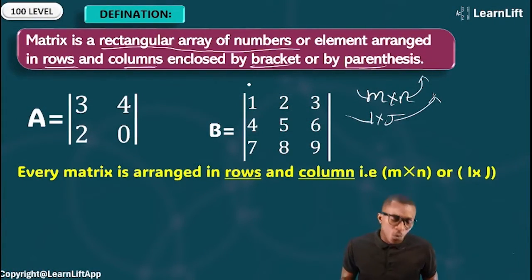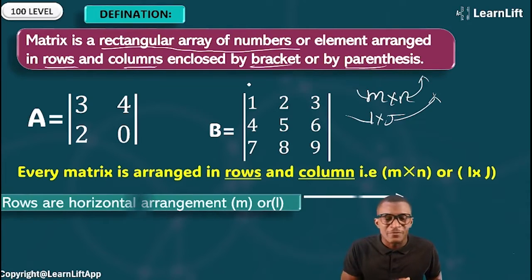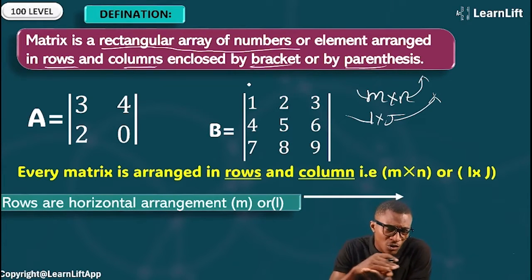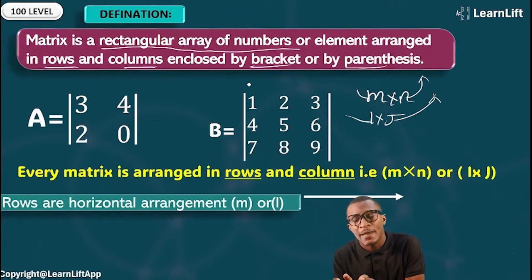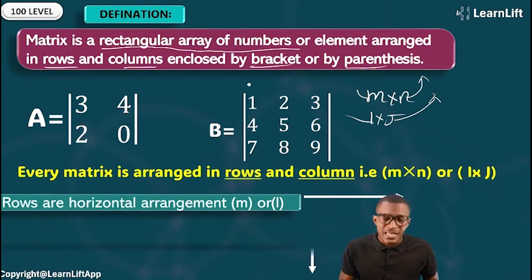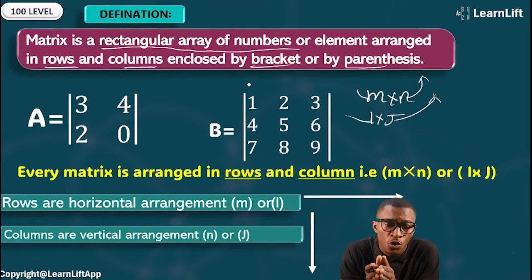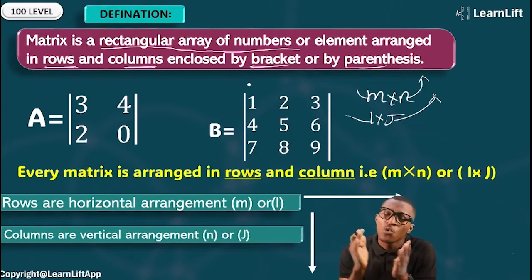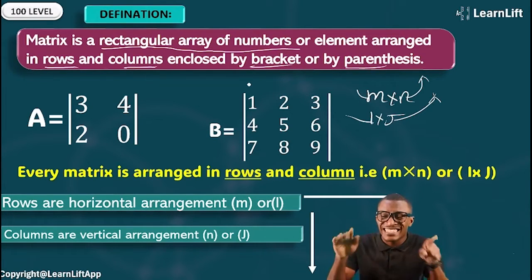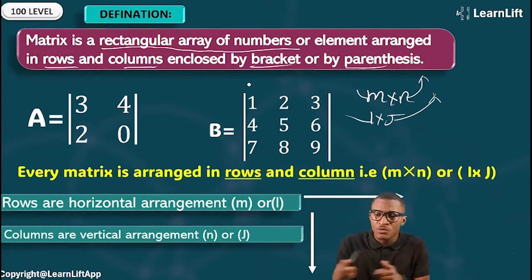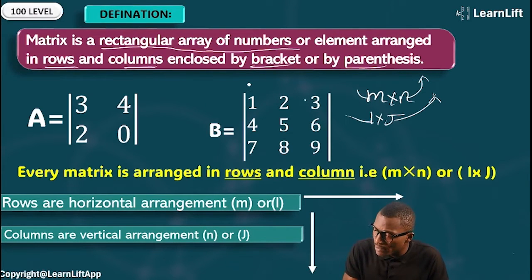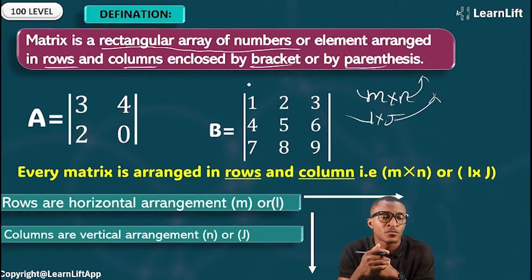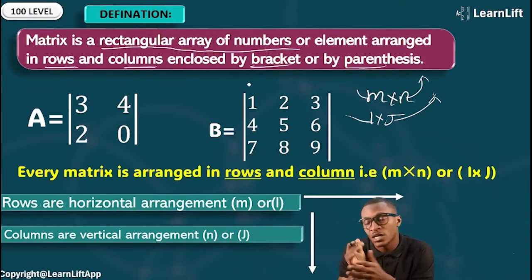Enjoy. So, what are the rows? The rows are the horizontal arrangement, while the columns are the vertical arrangement. So, rows are horizontal, so they are either M or I, while your columns are the word vertical, either your N or your word J. So we say that a matrix is a rectangular array of numbers arranged in rows and columns enclosed by a bracket or parenthesis. You can see the bracket or parenthesis covering it. So every matrix is arranged in rows and columns.